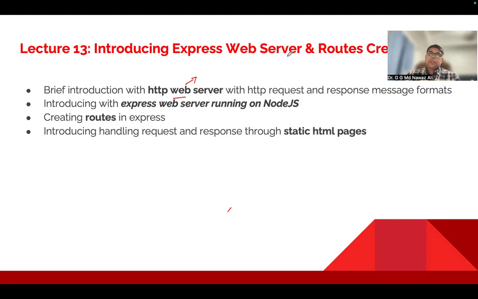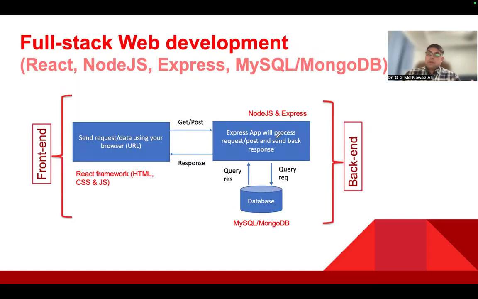briefly this one. And then we also see the HTTP request and response message format, that is, how a web server expects the request message and sends the response message. Okay, and then we'll create a couple of routes. And then we'll see how we can add some static HTML pages. Okay. So from our full stack web development picture, this is the one that we are going to work on.